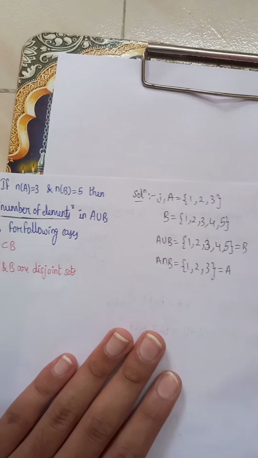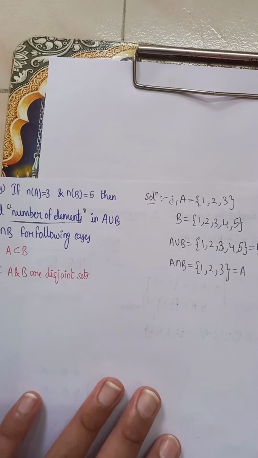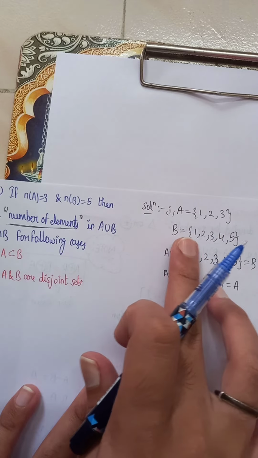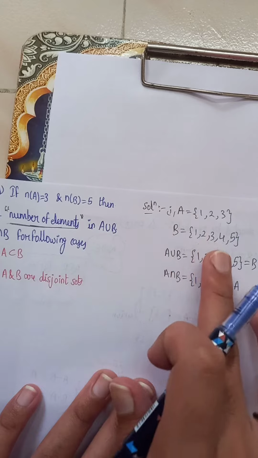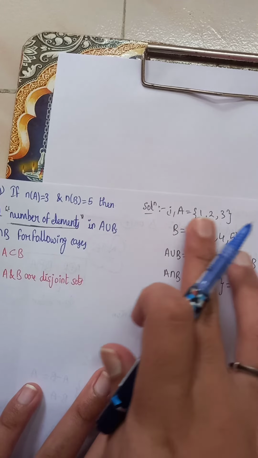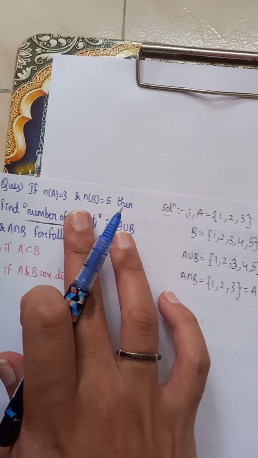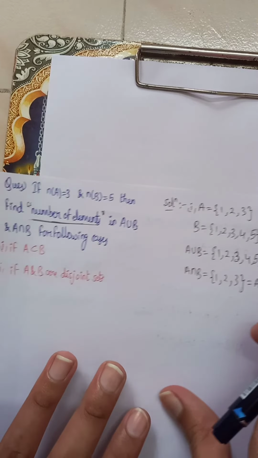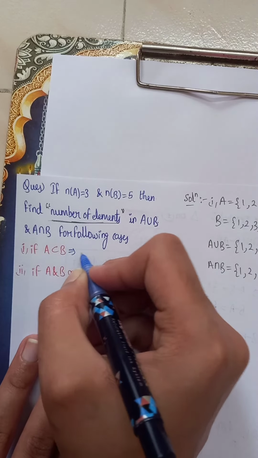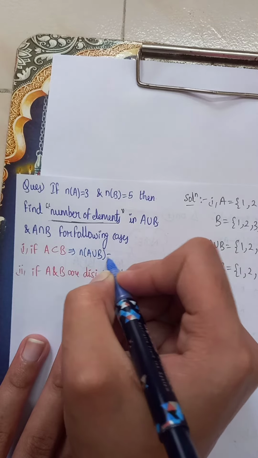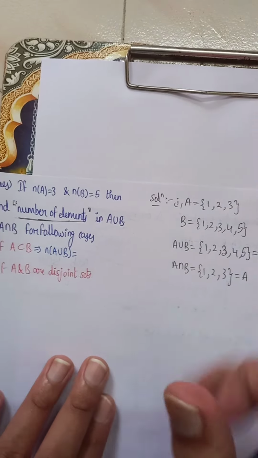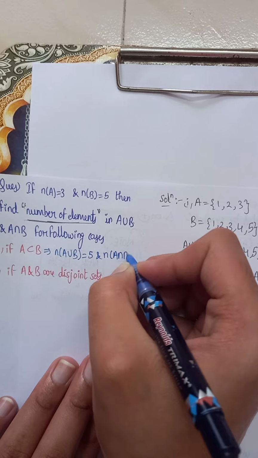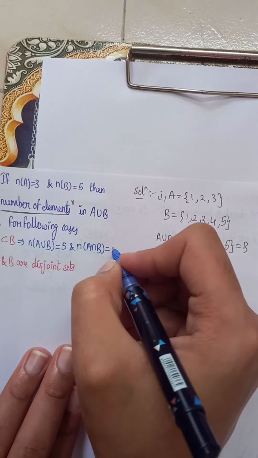By taking A union B, you get set B as the answer, and by taking A intersection B, you get set A as the answer. So the number of elements in set A is 3: 1, 2, 3. And the number of elements in set B is 5: 1, 2, 3, 4, 5. I'm assuming the sets according to the given information. So the number of elements in A union B is equal to 5, and the number of elements in A intersection B is equal to 3.